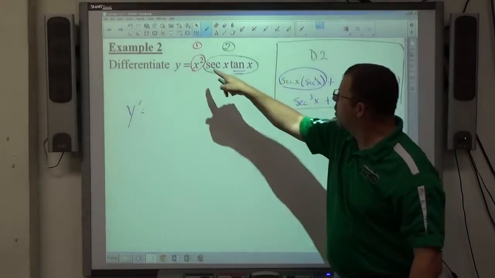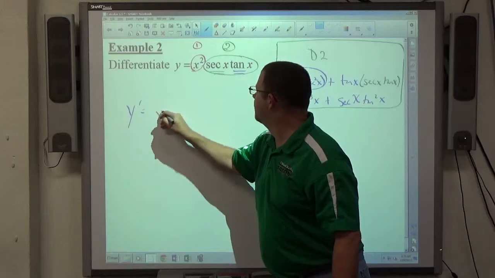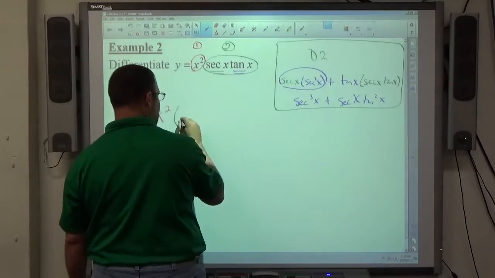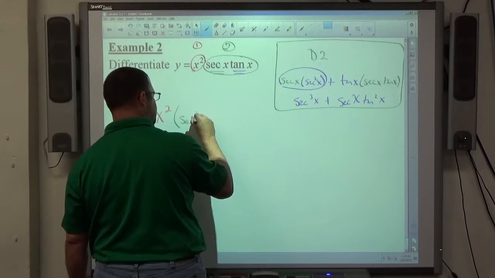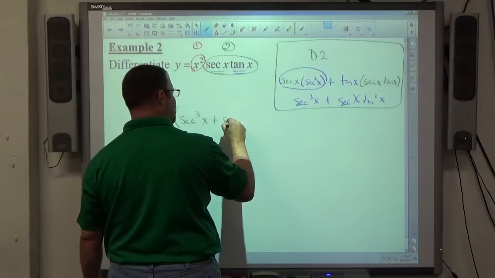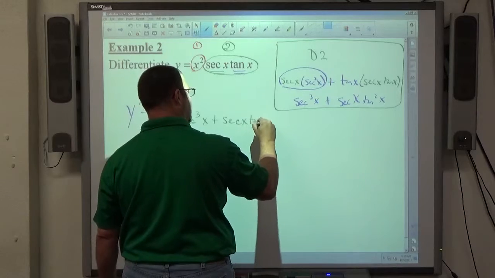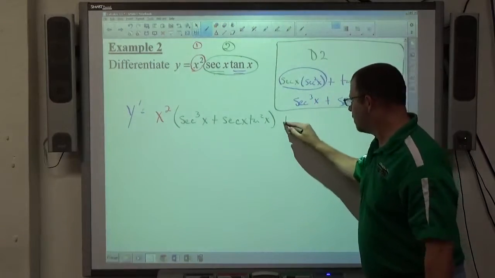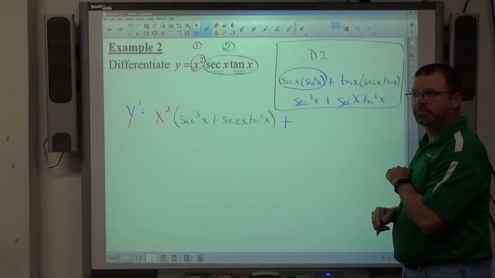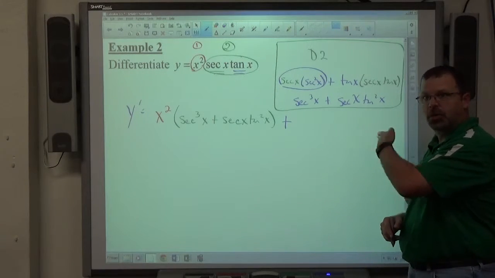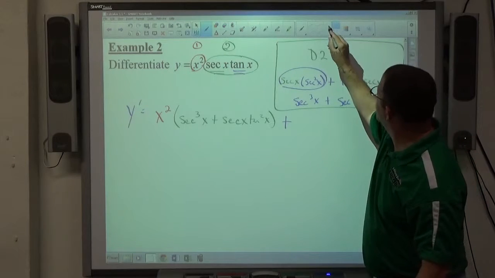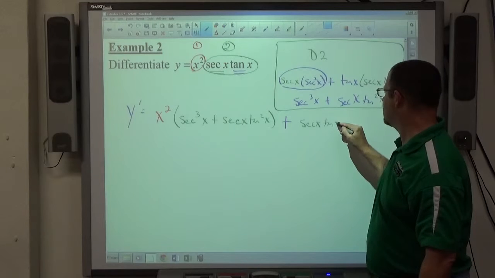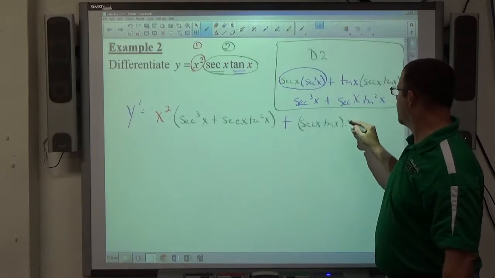So now when I do 1d2, d2 is secant cubed x plus secant of x tangent squared of x, plus, because the rule tells me to do 1d2 plus 2d1, 2d1 is going to be secant of x tangent of x, and d1 is going to be times 2x.